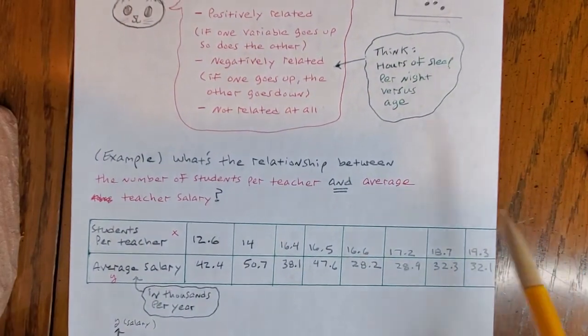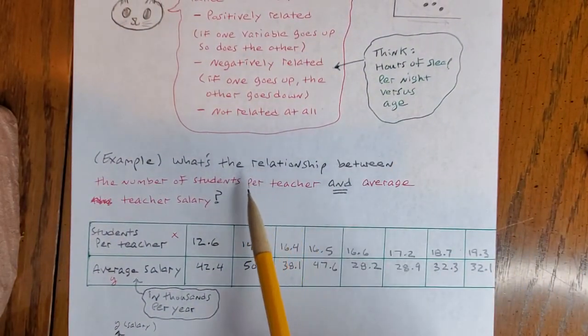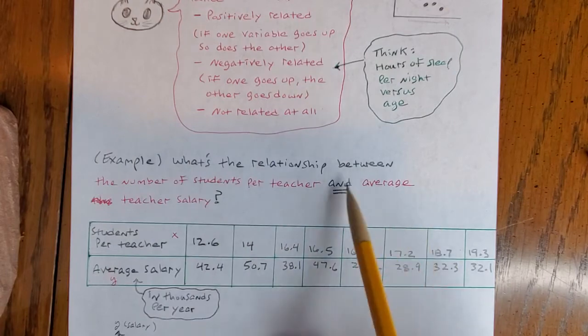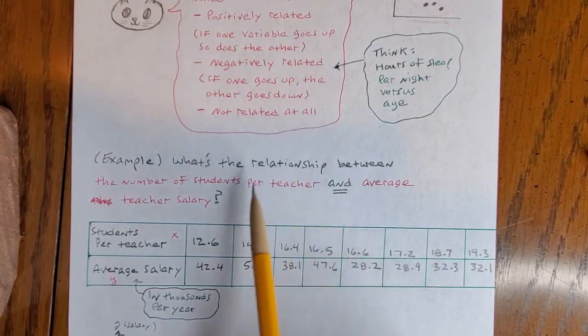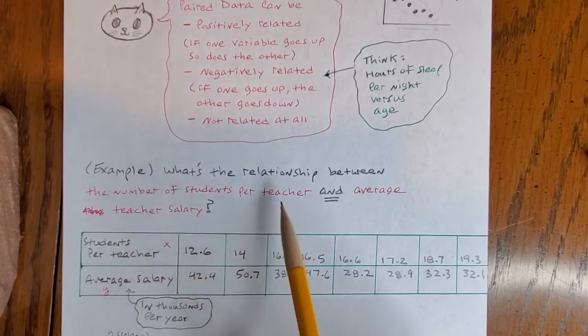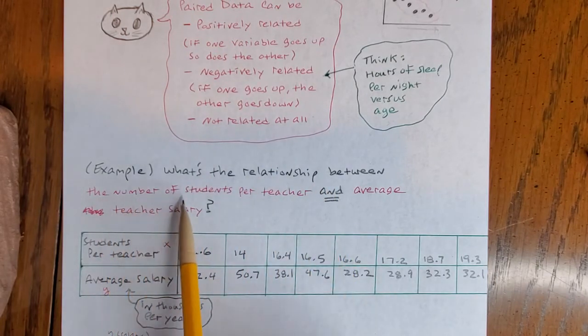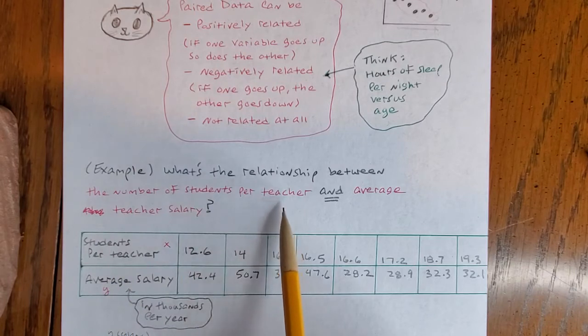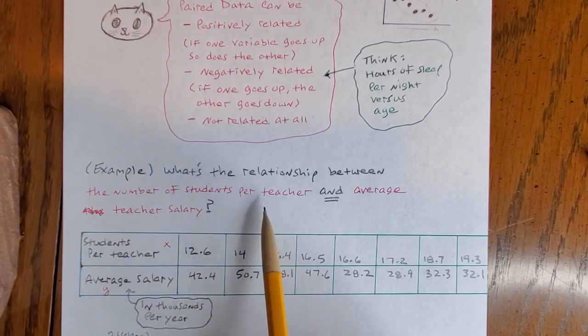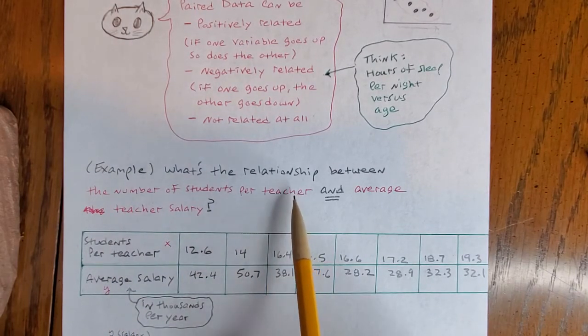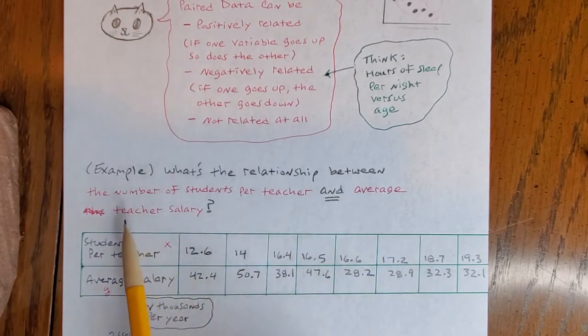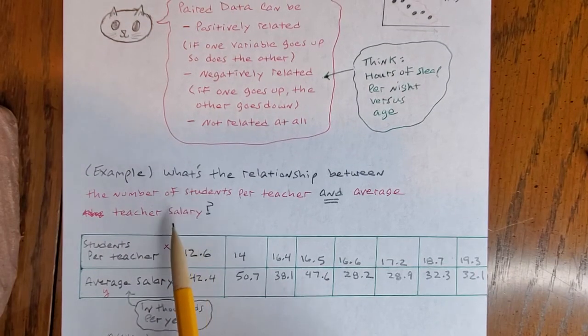I can't remember where I got this data. Oh, it was from the textbook. So here's the data and the concept this time. What is the relationship between the number of students per teacher at a school? Maybe there's an average number, but every teacher is responsible for a classroom of a certain size, and the average teacher salary. I would think those two things would be related.